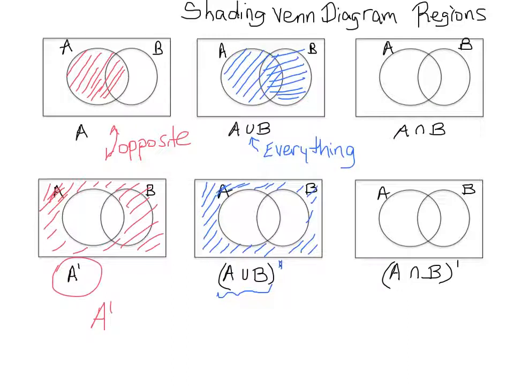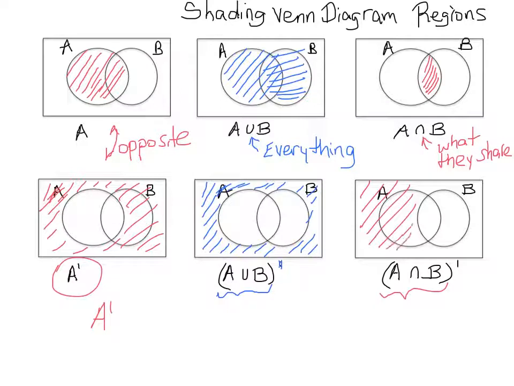Now A intersect B, whenever you see this symbol, it is what the two sets have in common, what they share. So look at the diagram and they share the middle. So that is A intersect B. That's what they share. So of course the complement of that is the opposite of it, and that is everything that we did not just shade. It's everything except the middle.